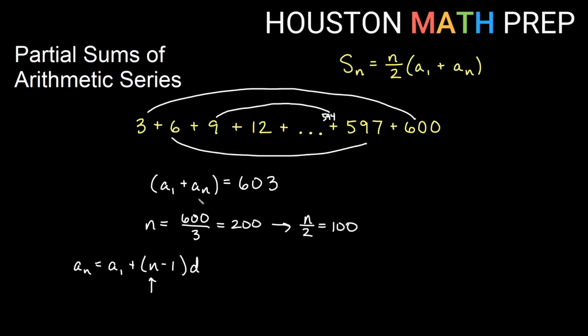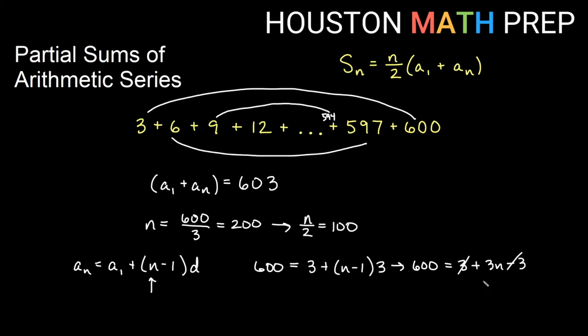So in this example, my a sub n, my last term, is 600, and my first term is 3, plus n minus 1, and I know the common difference. I'm going up by 3 each time, so I put 3 in there, and then we solve this. If I distribute my 3, that would be 600 equals 3 plus 3n minus 3. You can see that the 3 and the minus 3 drop off, and if you divide by 3 on both sides, we get there's 200 terms.